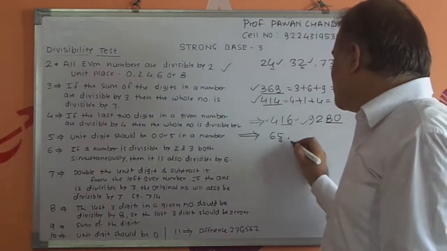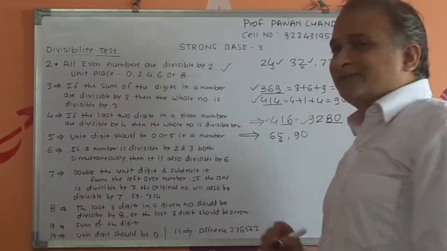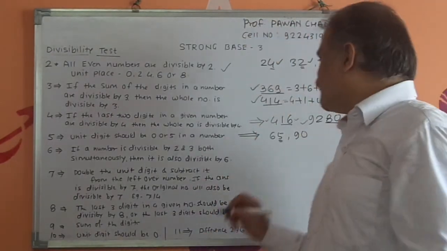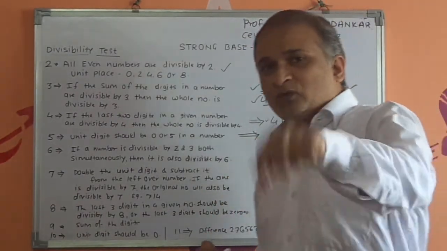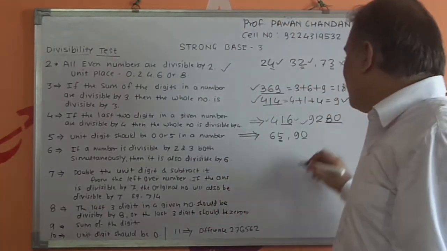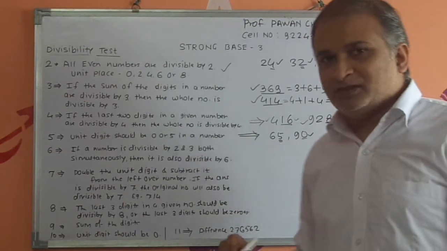Very good. One more example. 90. Is 90 divisible by 5? Look at the unit digit. At the units place there is 0. That's why this number is divisible by 5. That is, 90 is divisible by 5.